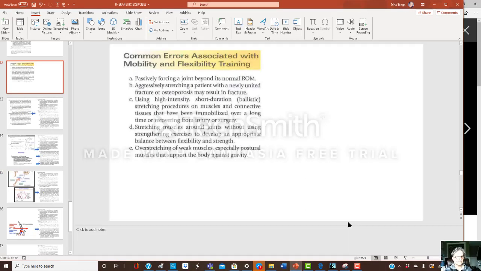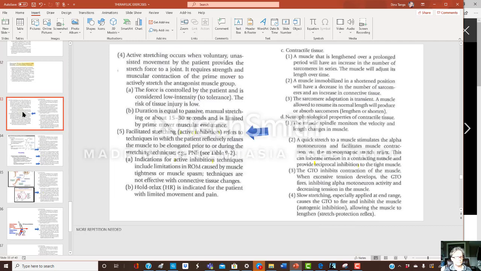Okay, guys, this is where we ended. I copied and pasted a couple of slides to do more in-depth studying on active inhibition, facilitated stretching.